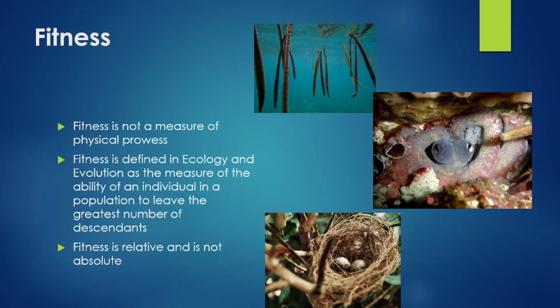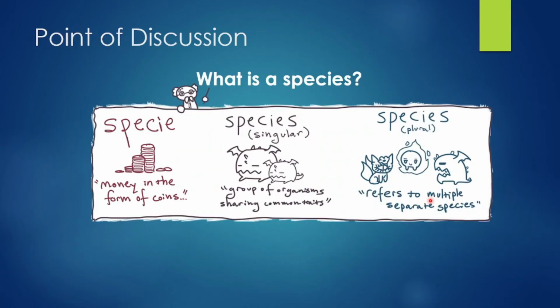Okay, so fitness is relative and is not absolute. So there are no tangible measures for fitness, well, that I know of, and it varies from individual to individual. So it's not a law, so to speak. So here is a point of discussion that I wanted to talk to you about, since we're on the topic of adaptation and natural selection.